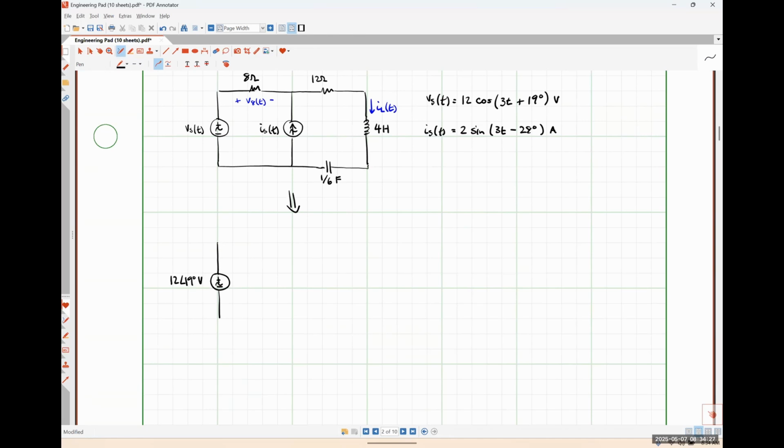Okay. We'll come back through and do all of our impedances and stuff like that in just a moment. What about my current source? What's that going to look like? So I do need to convert from sine to cosine. I do that by subtracting 90 degrees from the phase angle. So that's just going to look like 2 angle negative 118, right?